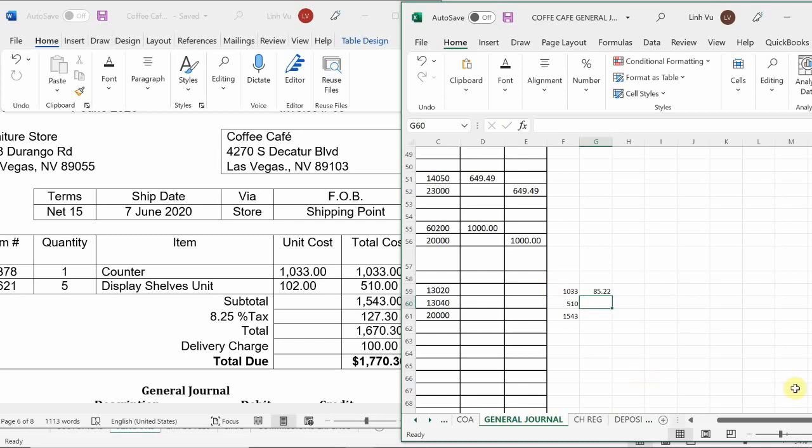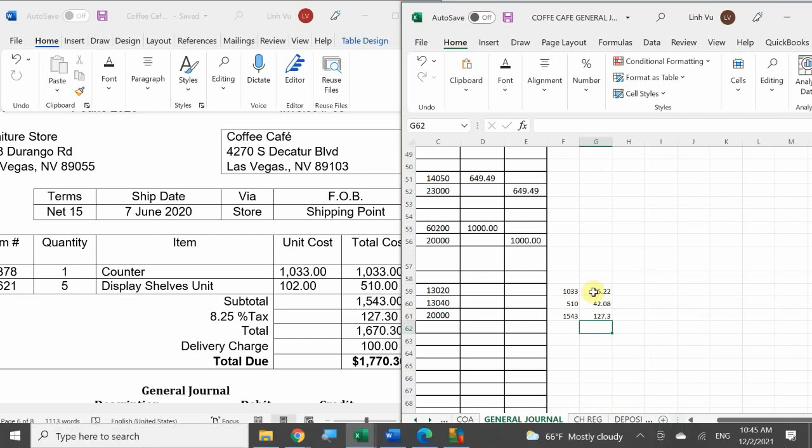So then what's going to be my tax for the display shelves? It's going to be $42. Now let me double check this. Is this correct? I got $127.30, so in this case, that is my tax. Don't forget, I also have to pay for shipping, right? $75 to my counter, $25 to my display shelves.